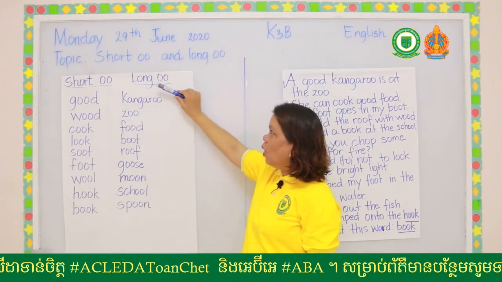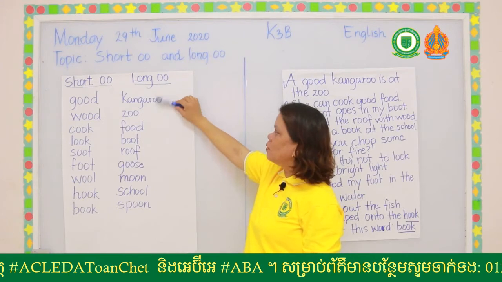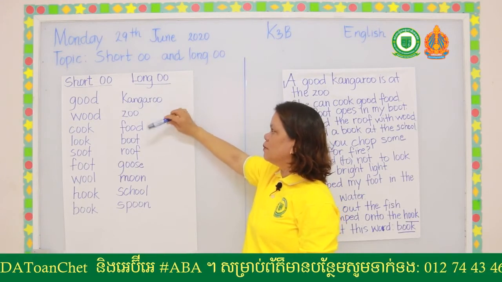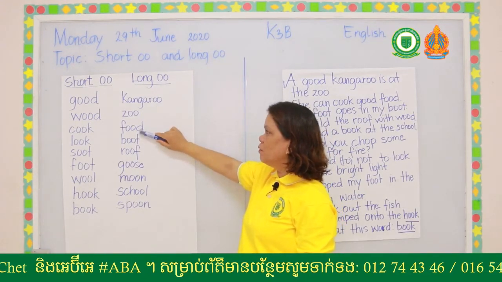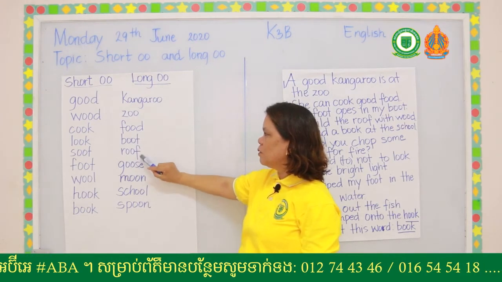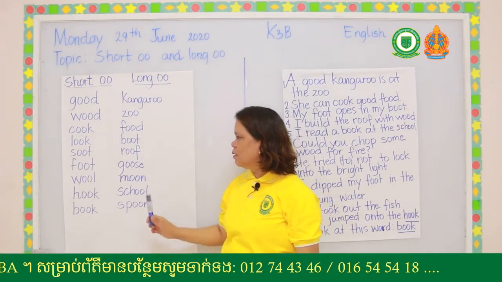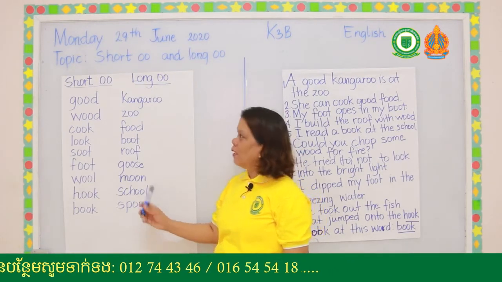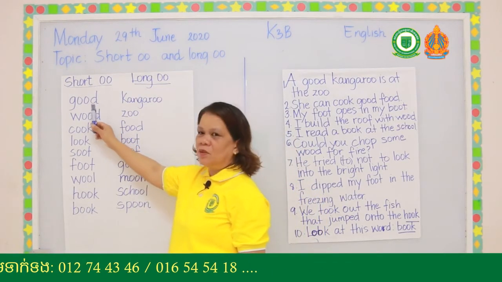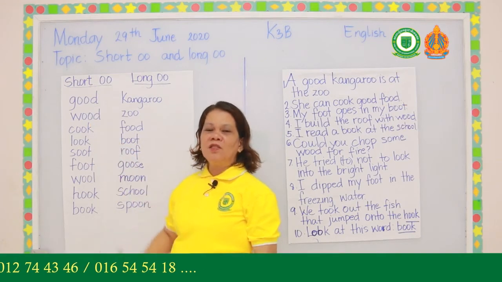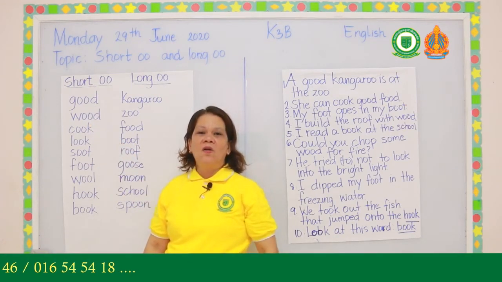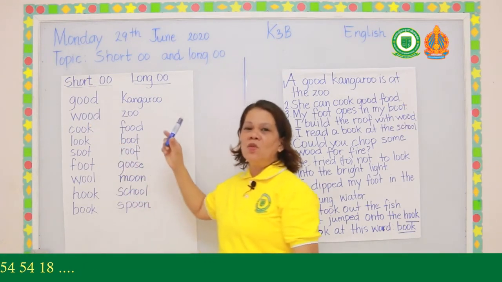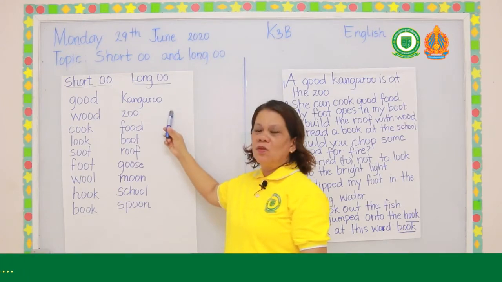For the long U: kangaroo, zoo, food, boot, roof, goose, moon, school, spoon. Good, your mouth should be O for good. This one is a bit longer, U.